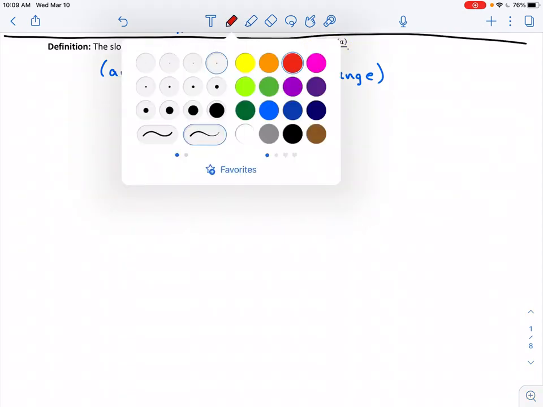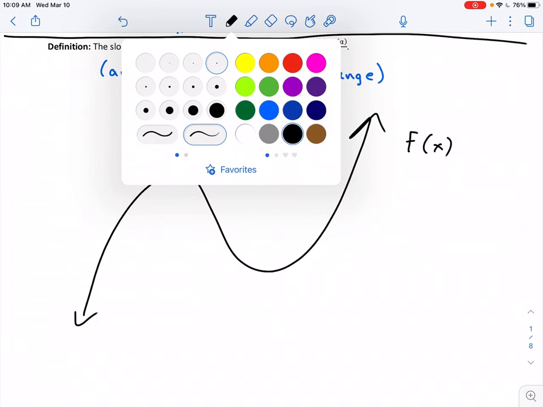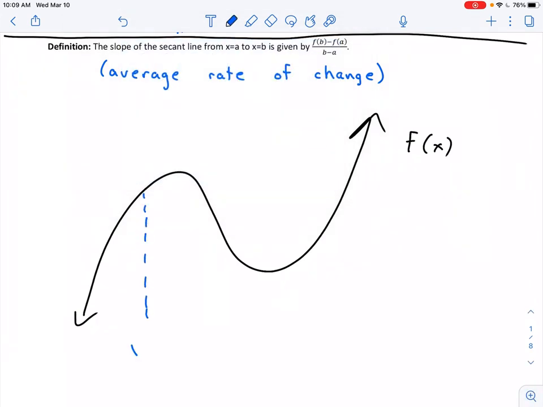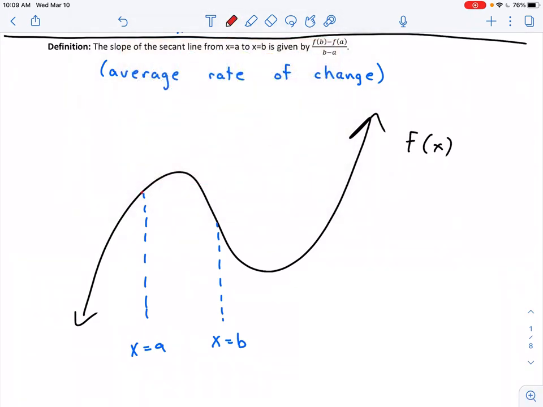What the secant line would look like, so let's pretend we have a similar function right here. Here's f of x. I'm going to identify two different x values this time. So perhaps I'll say right here we'll have x equals a, and then right here we'll have x equals b. And I want to basically connect the dots of my function between those two points. So I'm going to connect those two points with a line. And that's what the secant line would look like. The red line that I've drawn right here is the secant line.